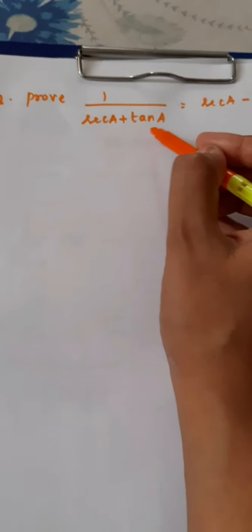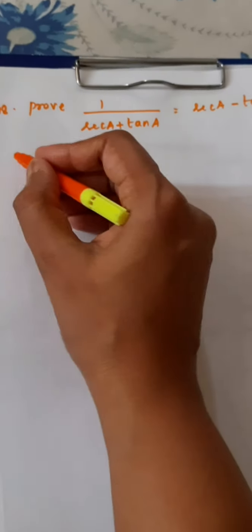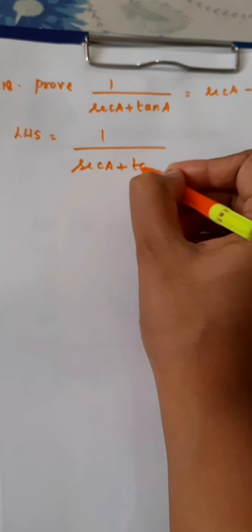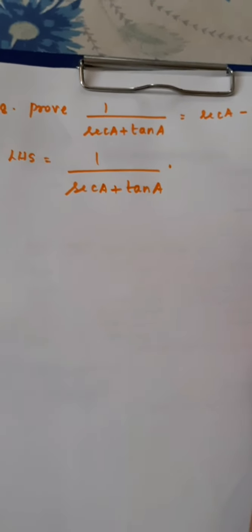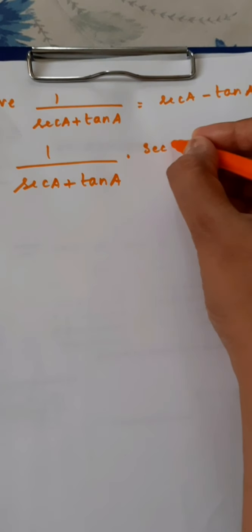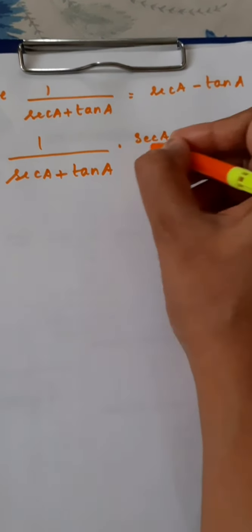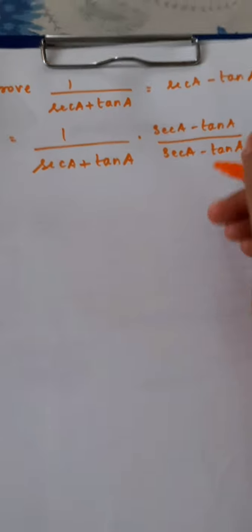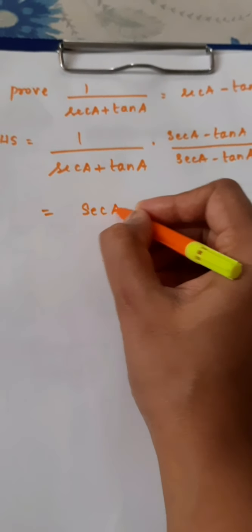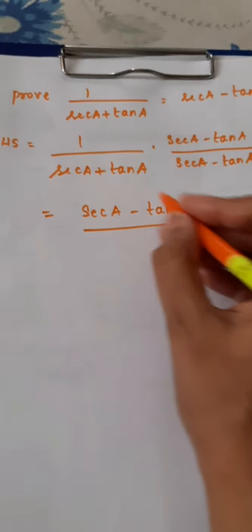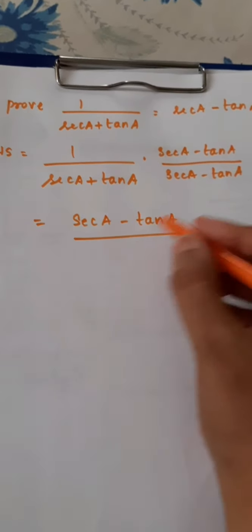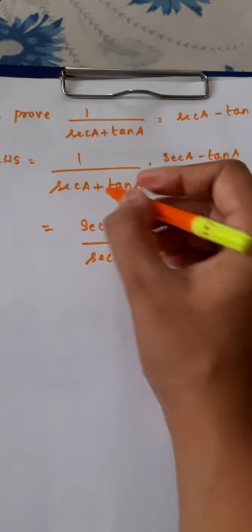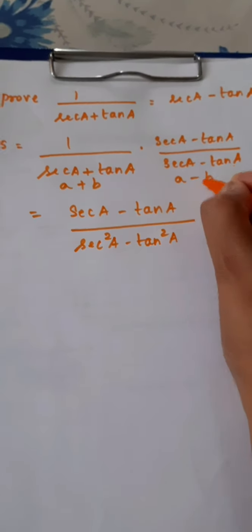Next question 18. 1 by secant A plus tan A equal to secant A minus tan A. So in LHS, we can just multiply by secant A minus tan A by secant A minus tan A, which is actually 1. So we're just multiplying. So that becomes secant A minus tan A by secant square, because it's a form A plus B and A minus B. So A square minus B square, secant square A minus tan square A is 1 as per Pythagorean identity.